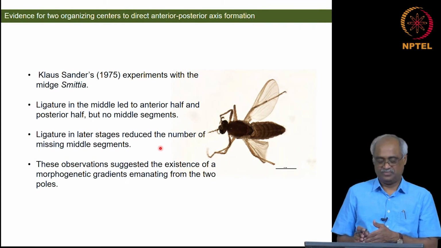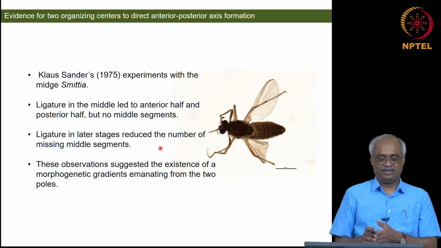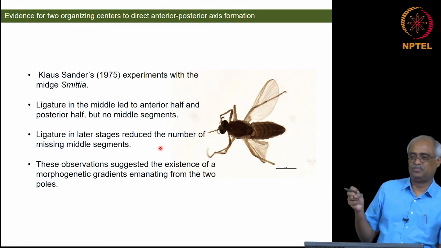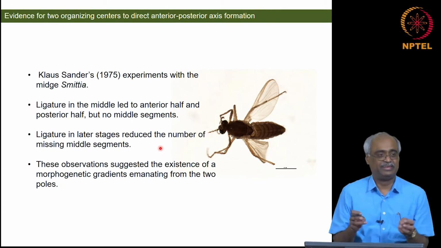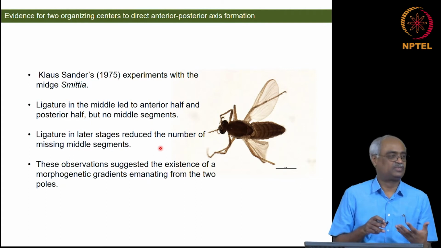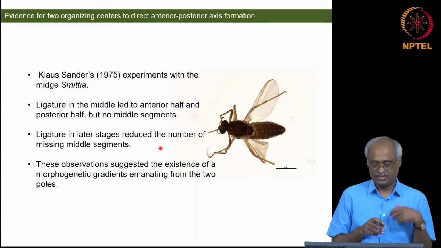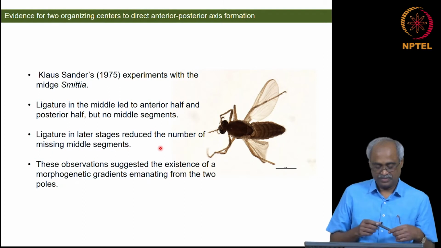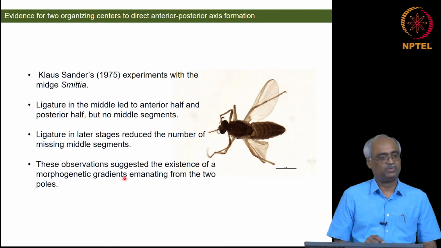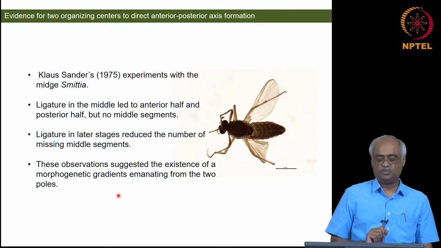Okay. So based on this, what Sander proposed was there must be two decision points, one in the anterior and one in the posterior, and they probably instruct the rest of the structures, the middle segments, in a gradient fashion. Okay. So that is the conclusion he came to. These observations suggested the existence of a morphogenetic gradient. That is, two centers of morphogen production emanating from the two poles.